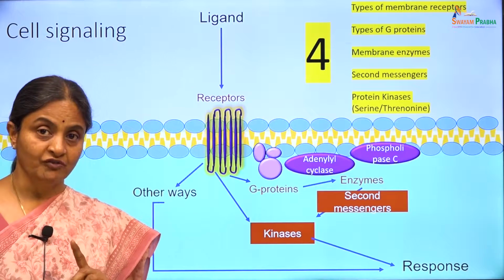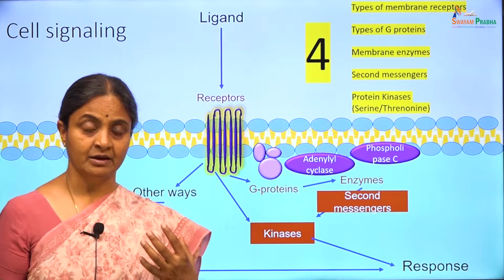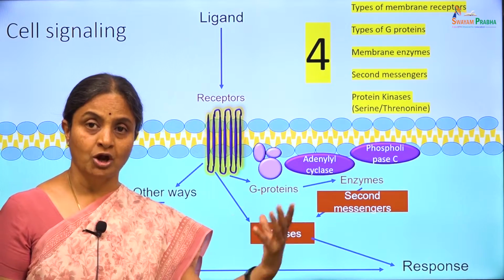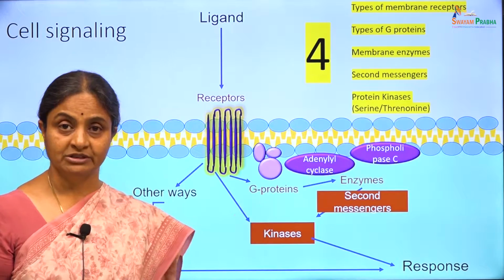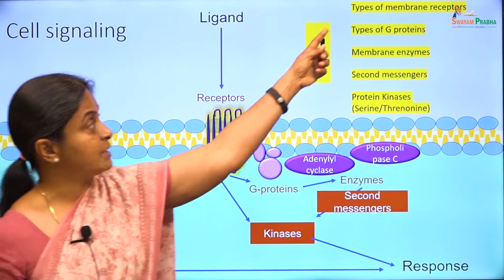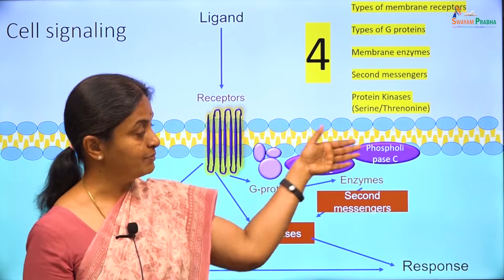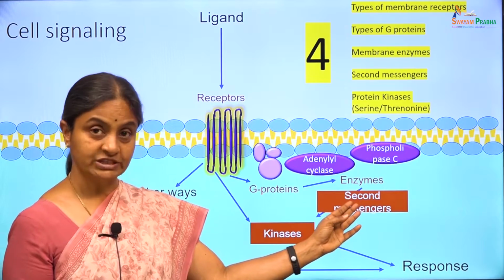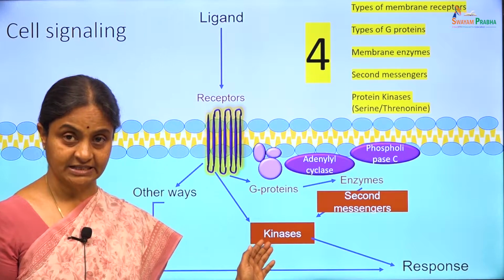We will now do the rule of 4. We are declaring variables. We are saying what all types of these individual molecules there are. We will talk about 4 types of membrane receptors, 4 types of G proteins, 4 membrane enzymes, 4 second messengers, and 4 protein kinases.